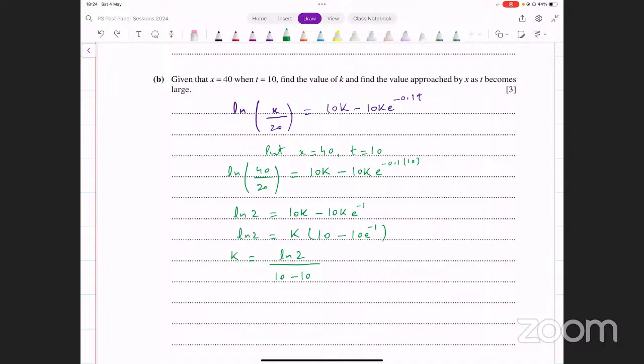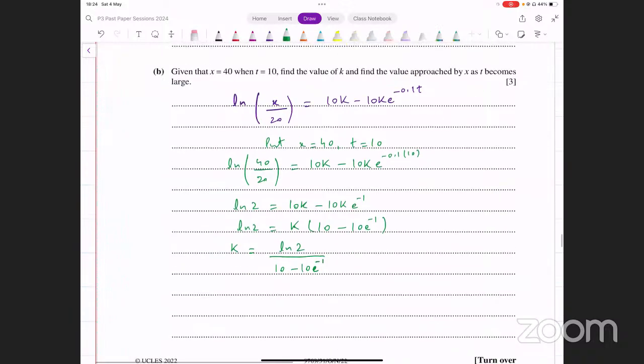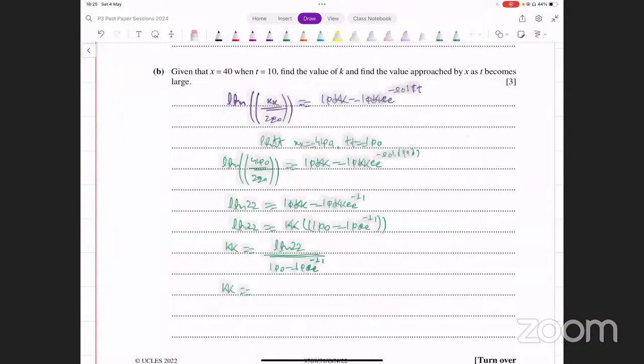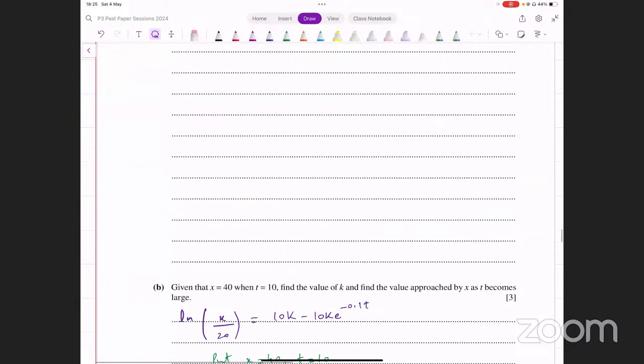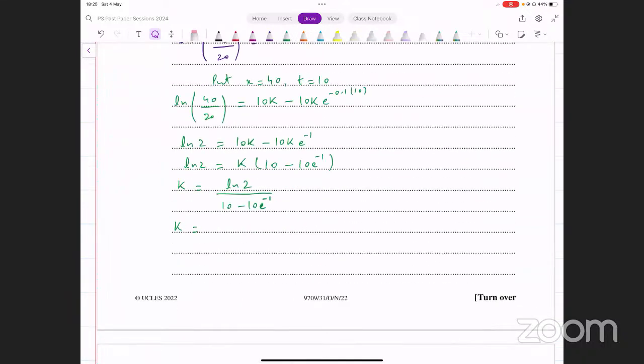Now, they have not asked you for an exact value anywhere here. Have they? Value of k? No. So they're not saying you want an exact value. So if you want now, you can also write this as a decimal. Let's see what that turns out to be. What's this value in decimals? ln 2 divided by 10 minus 10 e raised to power minus 1.